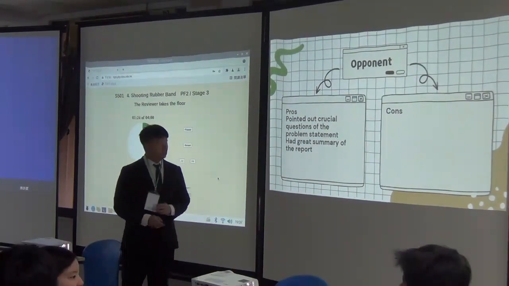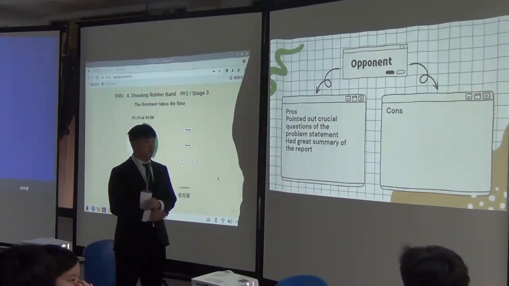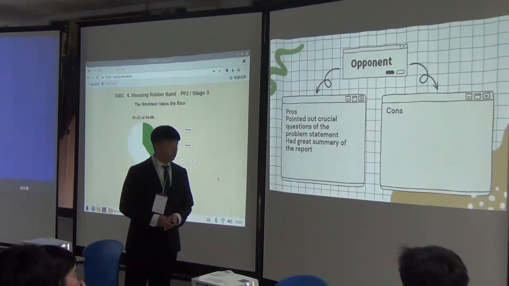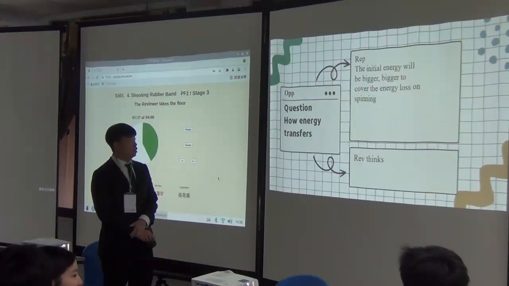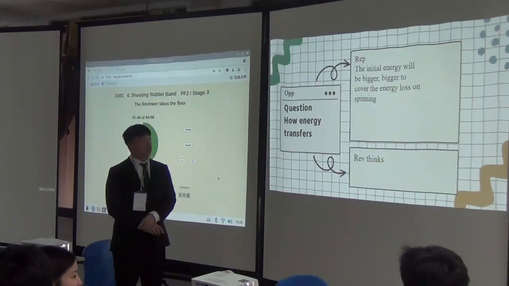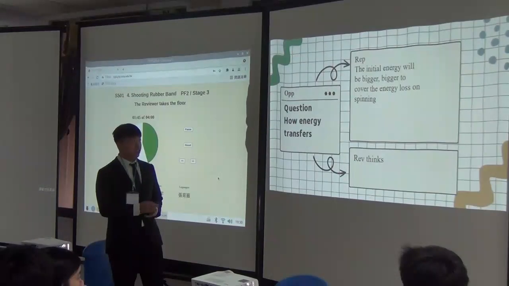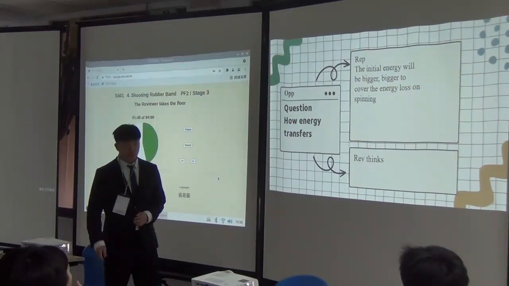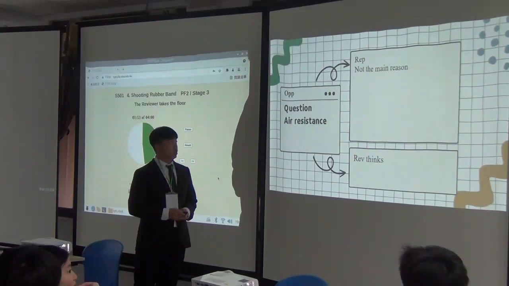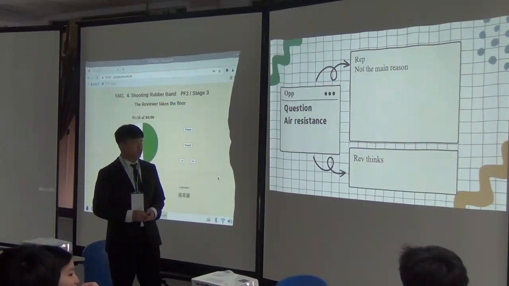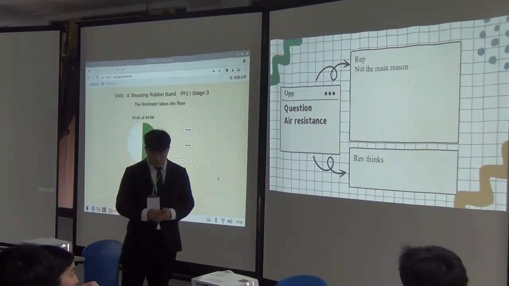And this is about the opponent. He pointed out crucial questions of the problem statement, and he also had a great summary of the report. Okay, so this is the question from the opponent: how does the energy transfer? And the reporter answers that the initial energy will be bigger, big enough to cover the energy loss on spinning. Another question the opponent asked was about air resistance, but the reporter said that this is not one of the factors they considered.